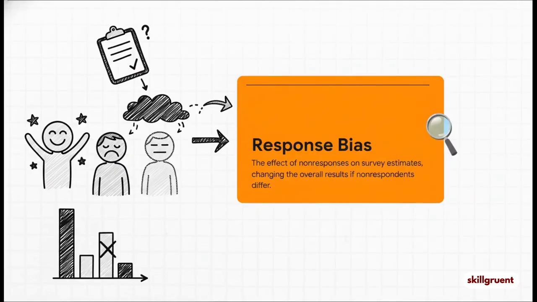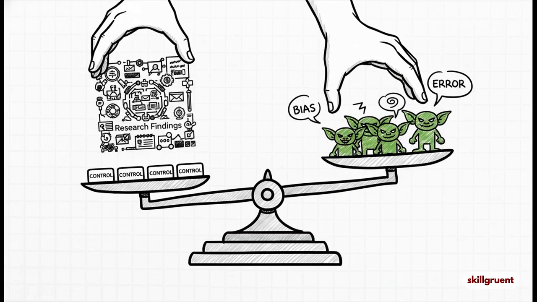So imagine you send out a survey asking people how much they like their job. Who do you think is most likely to actually fill it out and send it back? Right, the people who either absolutely love their job or the people who absolutely hate it. All the folks in the middle who just think their job is fine, they probably won't bother. And if that happens, your results are completely skewed because the people who didn't respond are fundamentally different from the people who did.